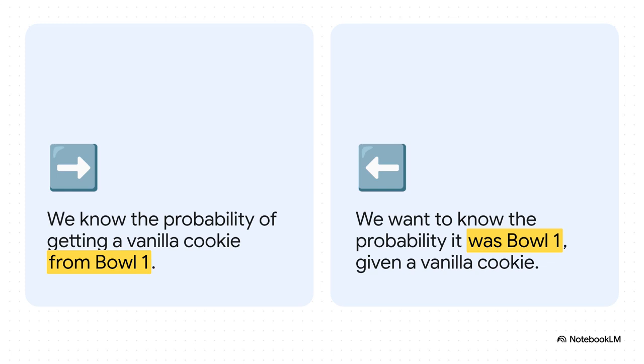This is where things can feel a little tricky, right? Because it's super easy to say, oh, the probability of getting a vanilla cookie from bowl 1 is 75%. But that's not what we're asking. We want to know the probability that we chose bowl 1 given the fact that we're already holding a vanilla cookie. We have to kind of work backward from the evidence. And that right there, that's exactly the kind of problem Bayesian thinking was made for.